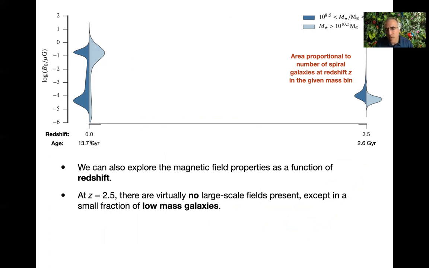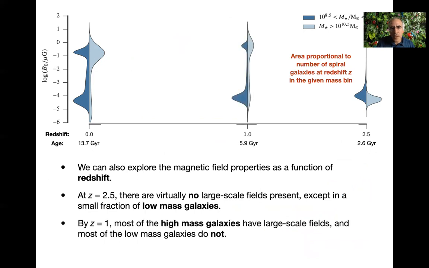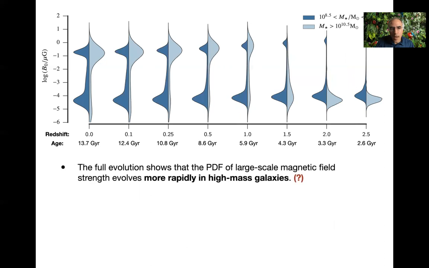At z equals 2.5, there are virtually no large scale fields present, except in a very small fraction of the low mass galaxies. And then as we go to z equals 1, where the star formation rate is quite high, we find that most of the high mass galaxies have large scale fields, and most of the low mass galaxies do not. And if you look at the full evolution, we see that the PDF of large scale field strength evolves more rapidly in the high mass galaxies.